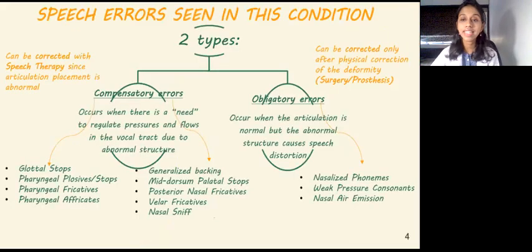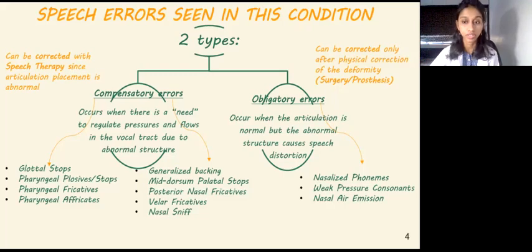Now, while assessing articulation, it is important to determine whether there are any speech sound errors or distortions. It is also important to identify the type of error. So it could be a placement or a phonological or developmental error. When there are structural anomalies, it is also important to determine whether there are any compensatory errors or obligatory distortions.